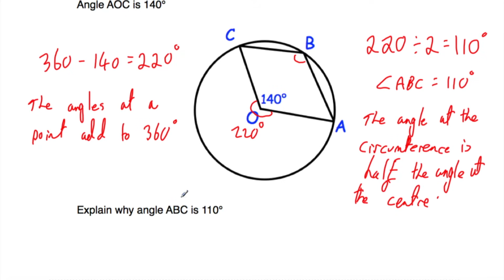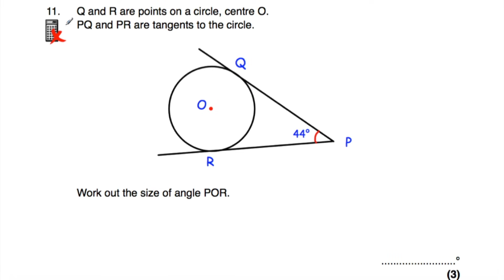And that's it. So the question says, explain why angle ABC is 110 degrees. Well, the angles at a point add to 360 degrees. So that means that reflex angle AOC is equal to 220 degrees. And then if we do 220 degrees divided by 2, that's 110 degrees. And that means the angle ABC is 110 degrees, because the angle at the circumference is half of the angle at the center. And that's it. Okay, let's have a look at our next question, question number 11.